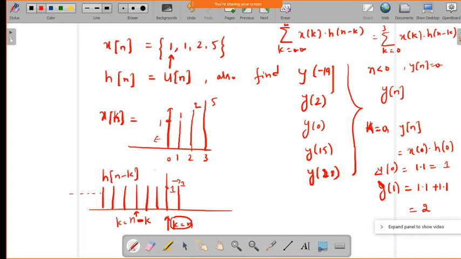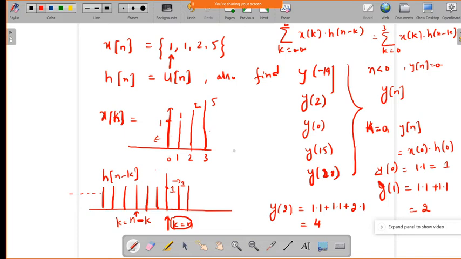Okay. So similarly, y of 2, you can see what is y of 2. Again it is shifted by one more sample. So you will get 1 into 1 plus 1 into 1 plus, the second value has amplitude 2, so 2 into 1 you will get the value 2, which will be equal to 4.